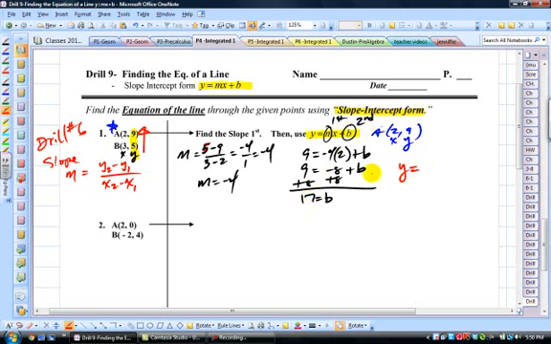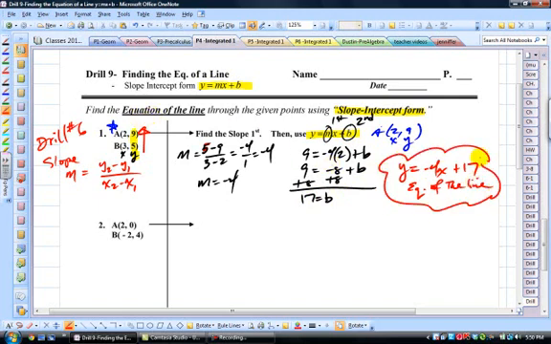What do you get? Well, you get y equals negative 4 times x, plus whatever b is. In this case, it's 17. And there's the equation of the line, which we were asked to find. So it's basically a 3-step process. First, you find the slope. That's step 1. Second, you find b. That's step 2. Third, you write the equation of the line.